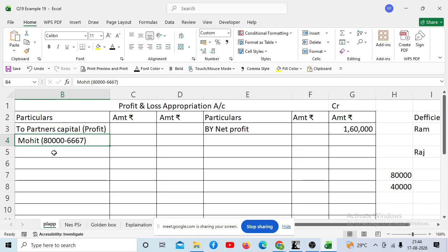That will be 1,60,000 into 20,000 upon 3 upon 12. How much? 40,000. Yes, so Rohan will get 40,000. So write 40,000. And how much will the third person get? I think he will also get 40 only, right? Yes. Okay, so for this person also we will write 40 over here, right? 40.